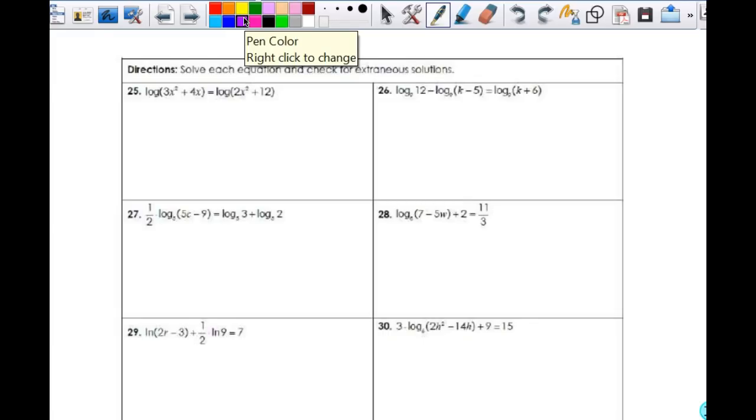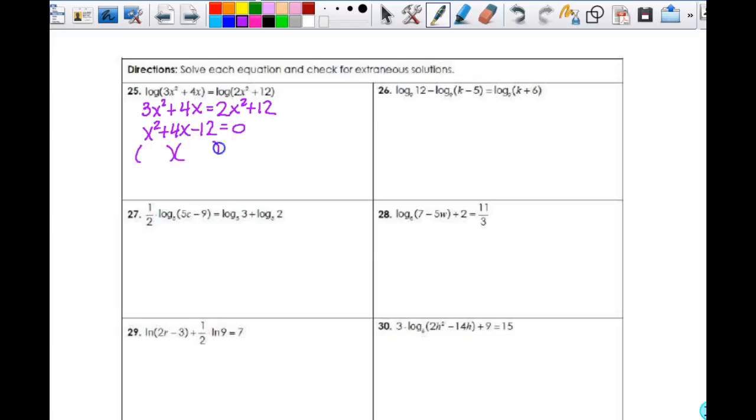So I have a single log with the same base on either side, so I get to use the one-to-one property, which means here that 3x squared plus 4x equals 2x squared plus 12. So guess what? You're done with the log stuff. The rest is algebra. So this gives you x squared plus 4x minus 12 equals 0. So we factor that, get x plus 6, x minus 2. So your x values that you get are -6 and 2.